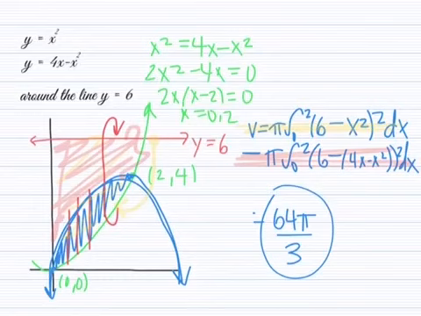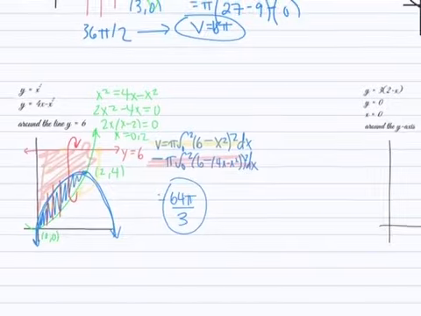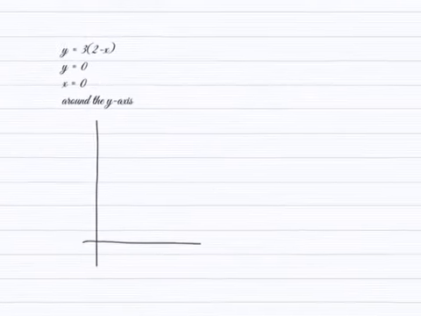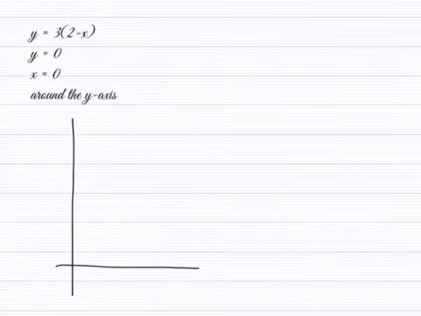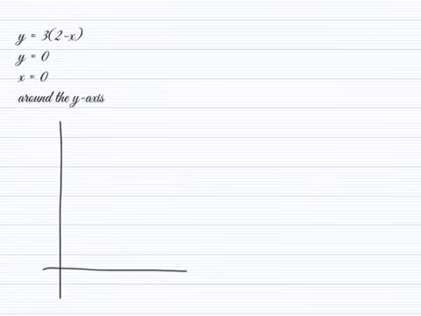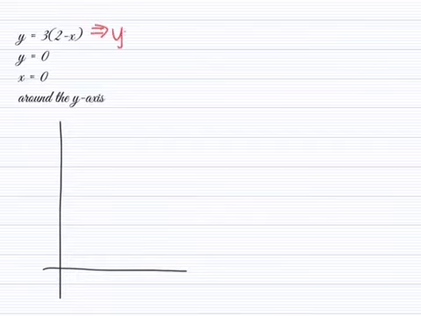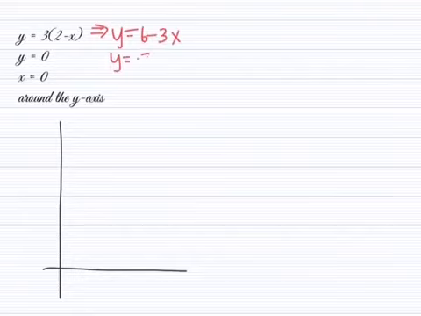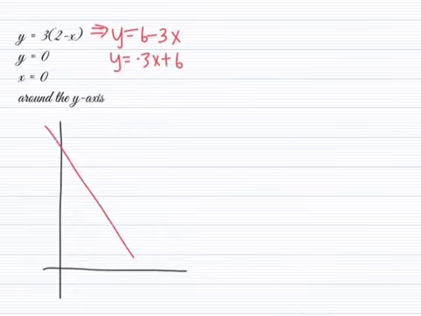Okay, one final example. This is just one where it's around the y-axis, so this one should be relatively straightforward. Let me throw up a graph here real quick so it's not too long. So, real quick, just get this line into the form you're familiar with. So, y equals 6 minus 3x. So, y is equal to negative 3x plus 6. So, your line's going to look something like this.